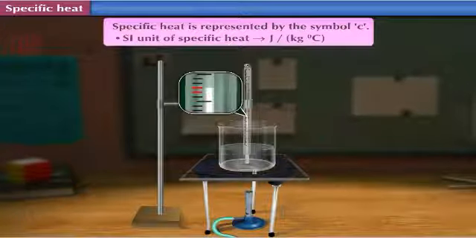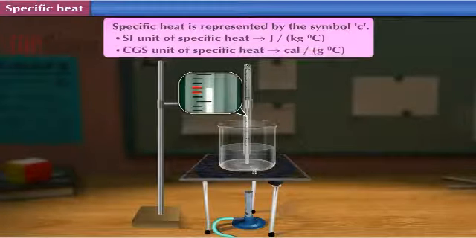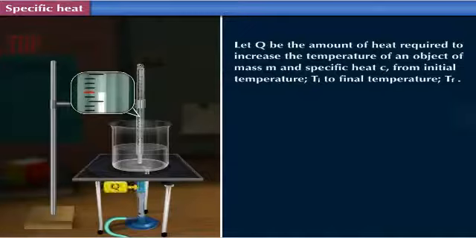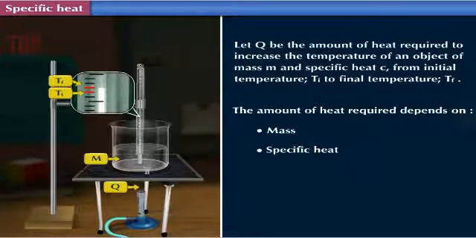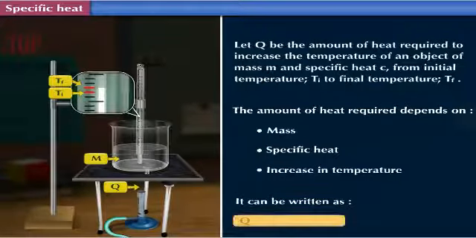The SI unit of specific heat is joule per kilogram degree Celsius, and the CGS unit is calorie per gram degree Celsius. Let Q be the amount of heat required to increase the temperature of an object of mass m and specific heat C from initial temperature Ti to final temperature Tf. This amount depends on the mass and specific heat as well as on the increase in temperature and can be written as Q is equal to m into C into Tf minus Ti.